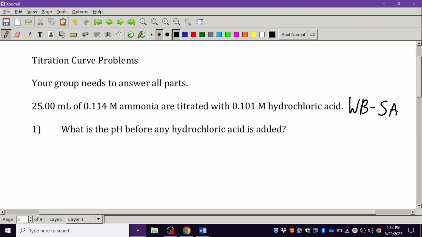All right, what's next? What do we have to look up for ammonia in order to do this? Yeah, let's find the Kb value for ammonia. What is it? Yeah, 1.8 times 10 to the negative fifth. Now, given what we saw the last problem, what other information do we need? We have the Kb value. What else do we need in order to do this?